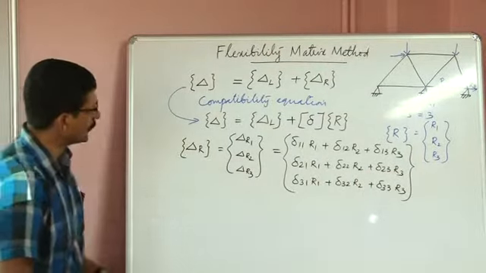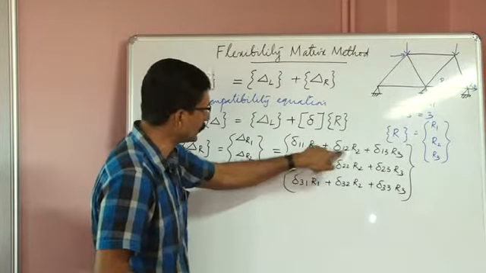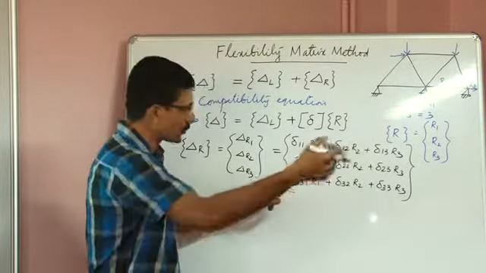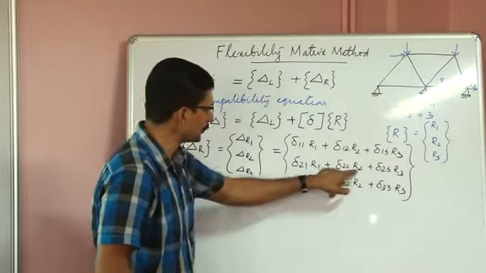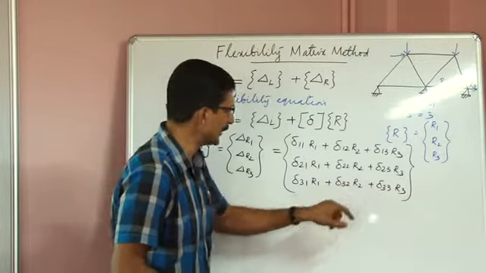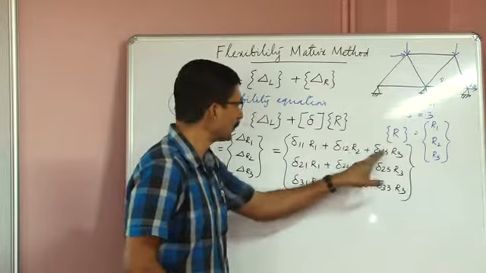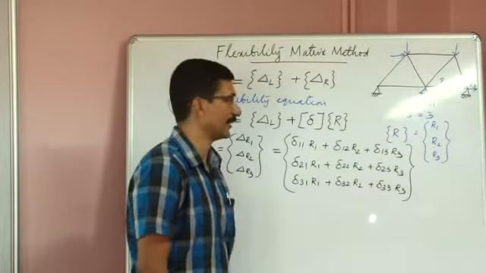Once we do that, we can separate out the coefficients like delta 11, delta 12, delta 13 as a first row, delta 21, delta 22, delta 23 as the second row, delta 31, delta 32, delta 33 as the third row in a matrix, and R1, R2, R3 as a column vector.